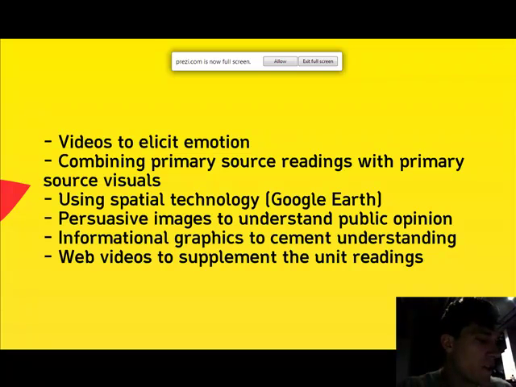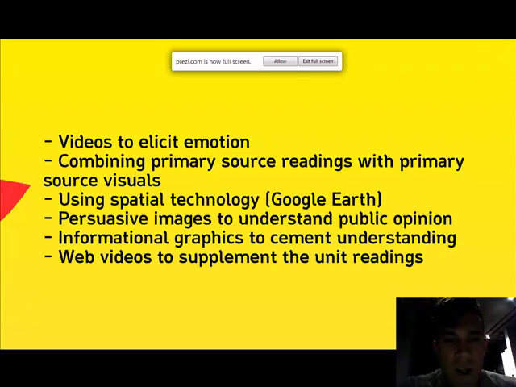Emotional images can elicit emotions more rapidly, and that was something that I took away from the Levin reading, that emotional images can really force students to empathize and to put themselves in other people's shoes, and that's really something we want to focus on in history. I'm also combining primary source readings with primary source visuals. I'll explain that as we get into the actual unit Prezi.